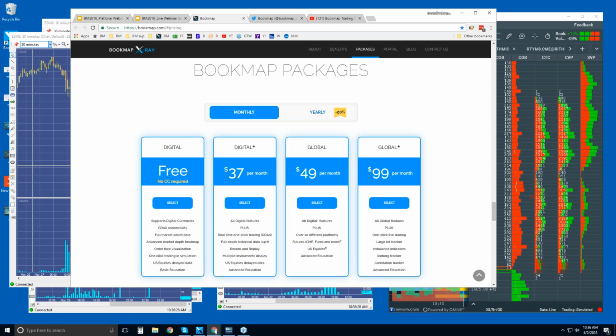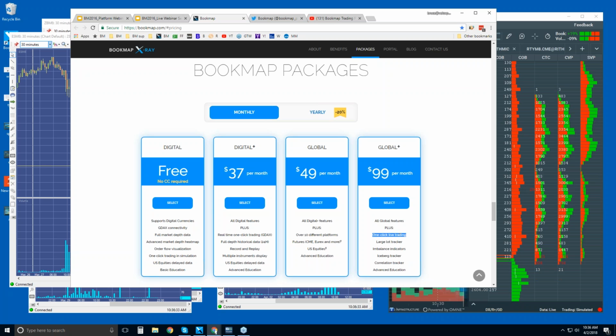But you also get the ability to trade right from the Bookmap chart into your live trading account. And you get this cache of order flow indicators that we put together. These are very specific, they're proprietary.